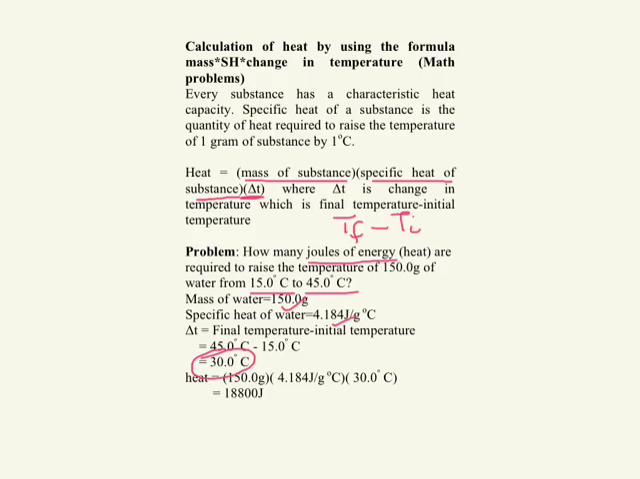So heat will be, you multiply these three numbers, so this is the answer. All you have to do is put the value of mass, specific heat, final temperature and initial temperature in this formula to calculate heat.